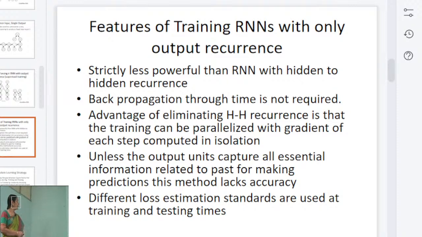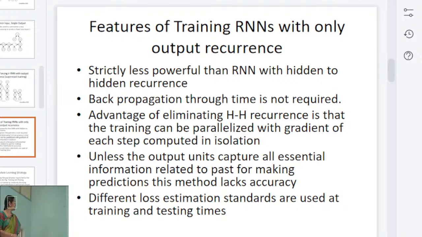Okay? The advantage of eliminating the hidden-to-hidden recurrence is that the training can be parallelized, with the gradient of each step computed in isolation. So, in parallel, simultaneously, you can calculate the gradient of each step. For all t, from 1 to tau, you can directly calculate the gradients if you are working with a multi-core system. You can do it simultaneously. That is the biggest advantage I was talking about. That is why we can go for the normal backpropagation rather than backpropagation through time.